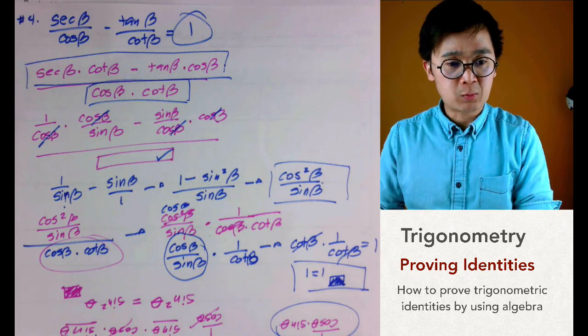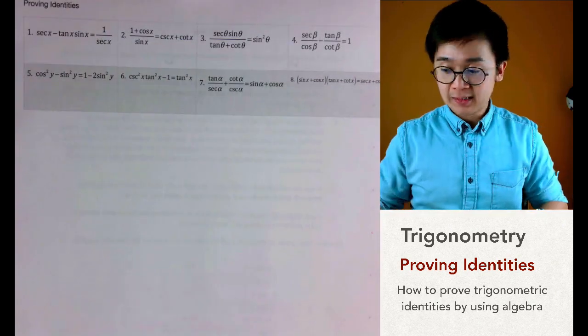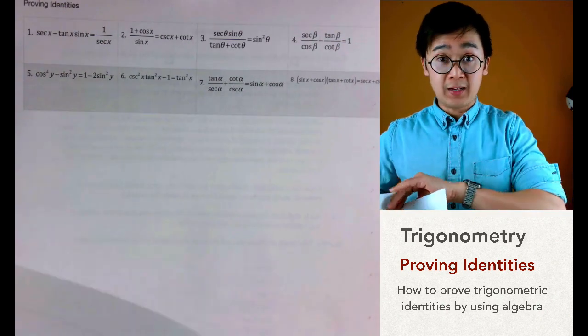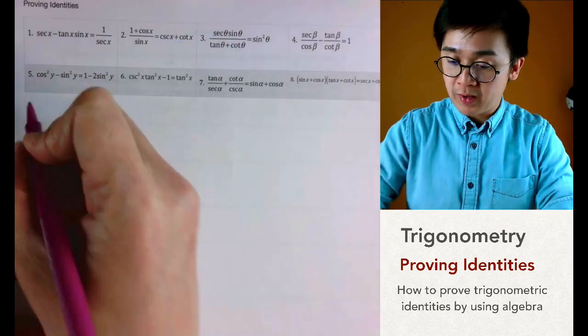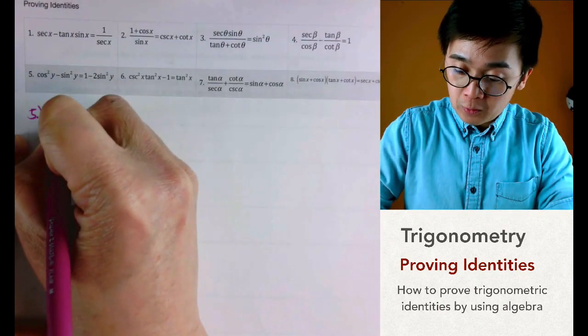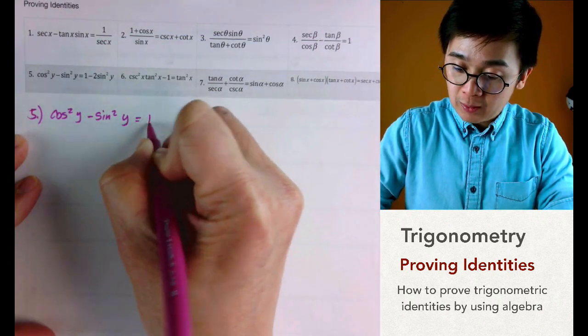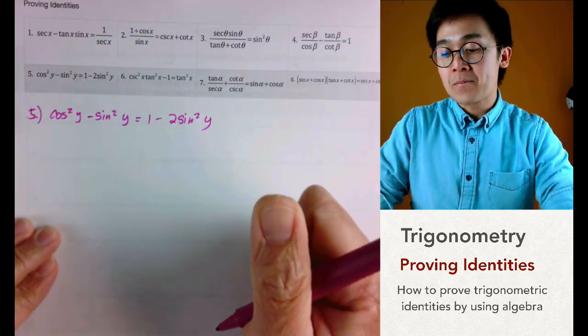So this one is probably the longest among the 4 problems that we did, and let's see if it's going to be the same case on 5, 6, 7, and 8. So let's continue. Let's work with problem number 5. We have cosine squared y minus sine squared y equals 1 minus 2 sine squared y.